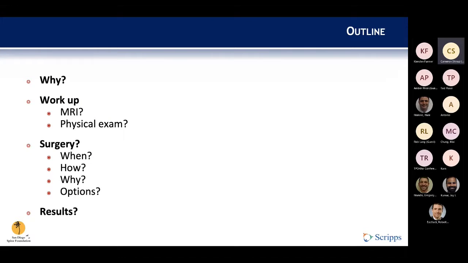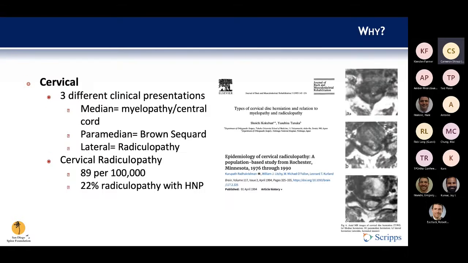So the outline of the presentation, a lot of just trying to find high yield articles and different recommendations. In terms of why do we get herniated nucleus pulposus and why do we have pain from it, the workup, MRI, X-ray, physical exam, indications for different maneuvers and imaging modalities, and then surgery, when, how, why, options, and then ultimately results, and kind of looking at results and what needs to be done for these patients. We'll try to touch on the high yield thing.